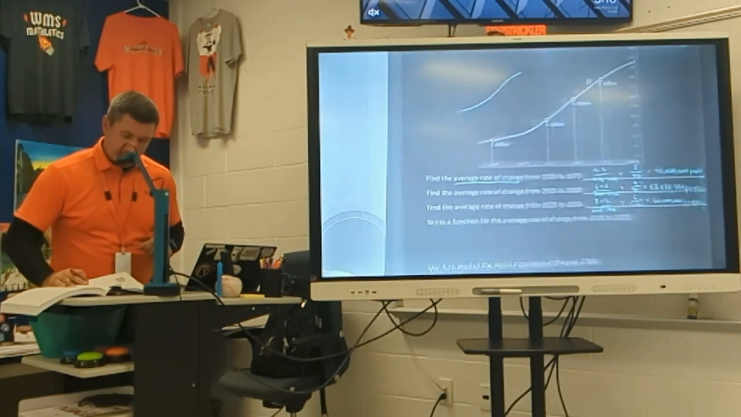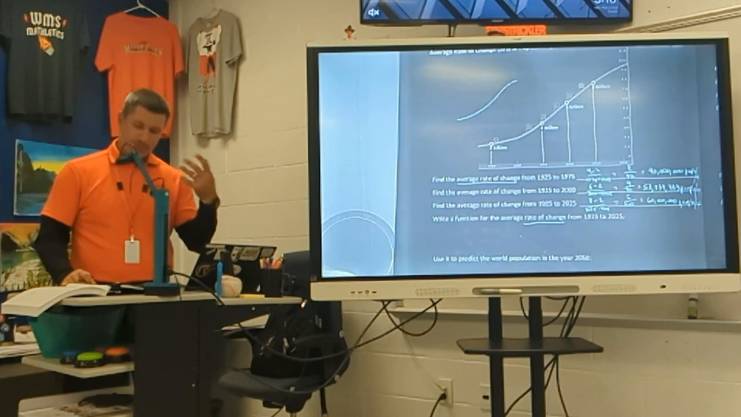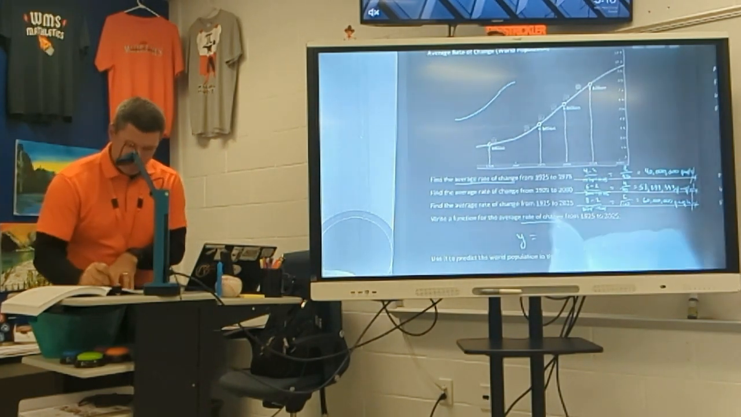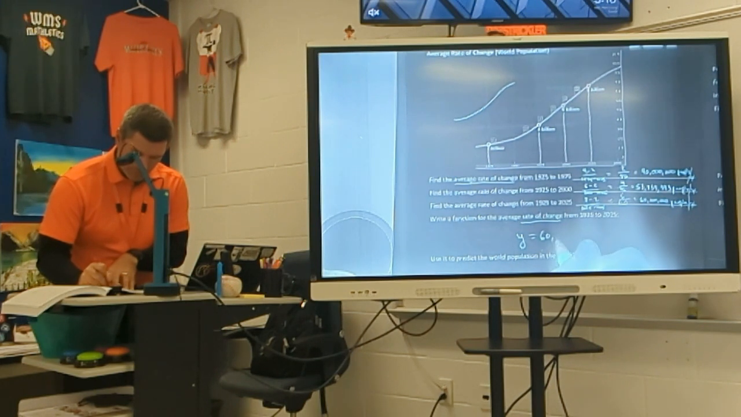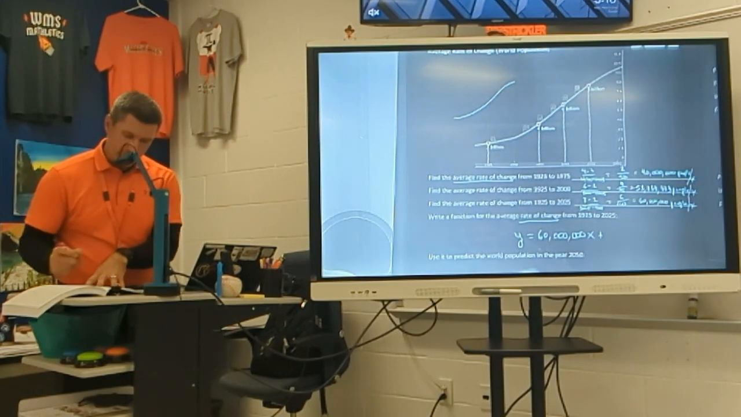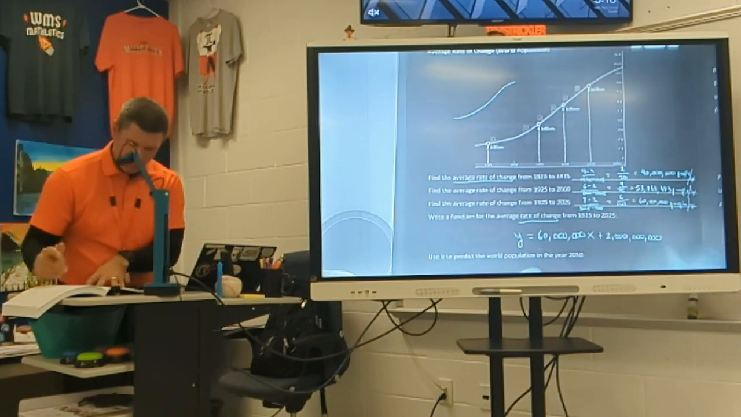Okay, write a function for the average rate of change from 1925 to 2025. Well, that would be y equals the rate that we came up with, which is 60 million per year, times x, plus our starting value, which was 2 billion. I'm actually going to write that number out, why not? Have some fun with it. Look at all those zeros. It's glorious.